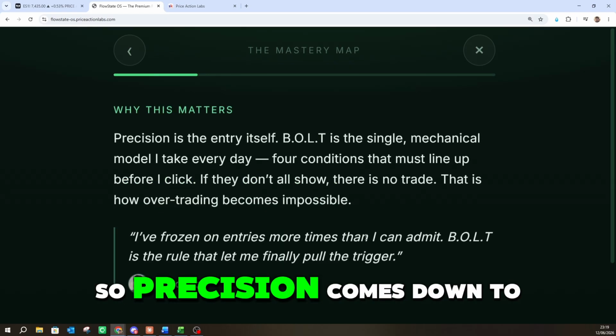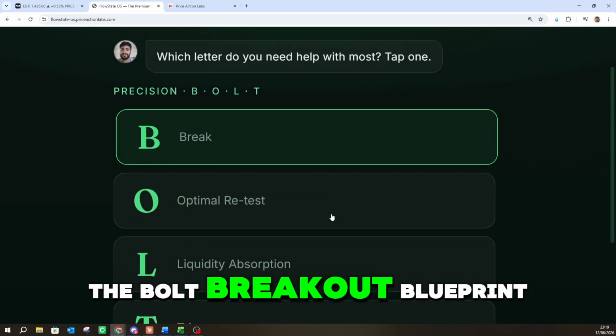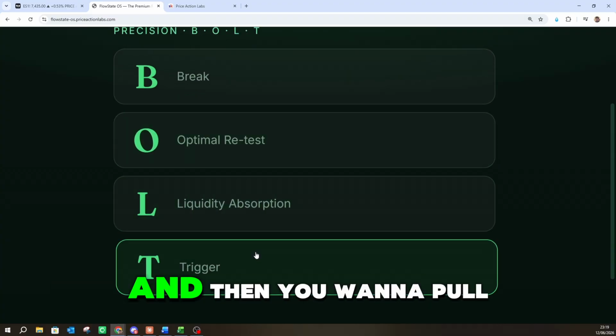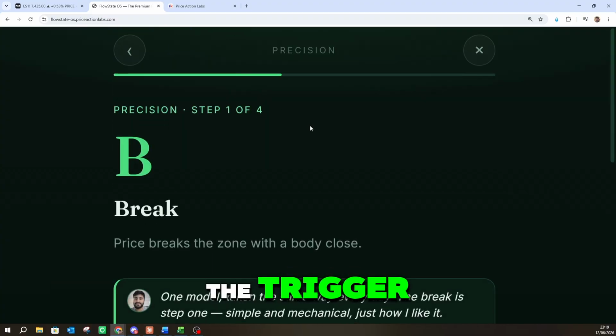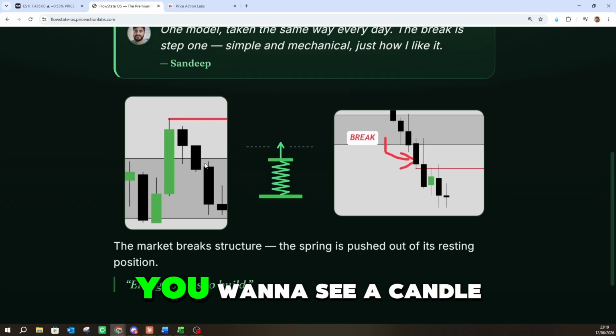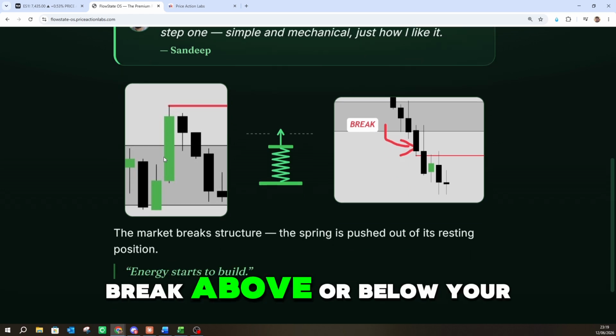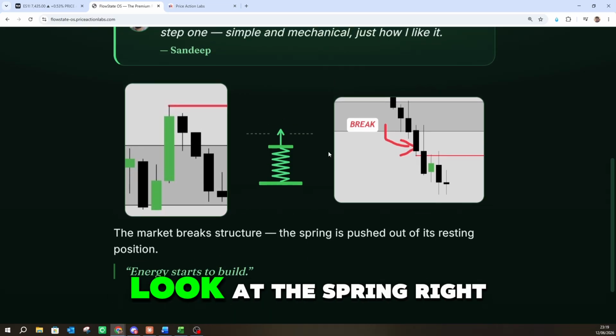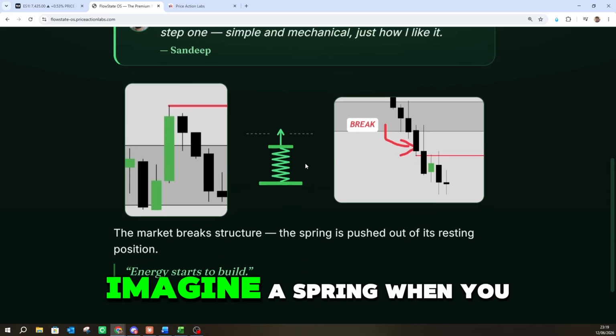Okay, so precision comes down to the BOLT breakout blueprint. So break, optimal retest, liquidity absorption, and then you want to pull the trigger. Step 1 is you want to see a break. You want to see a candle break above or below your zone. This is where energy starts to build. So I want you to look at the spring. All right, imagine a spring.